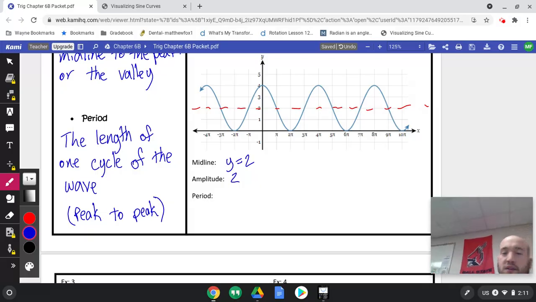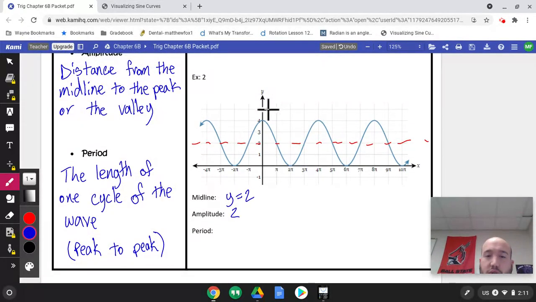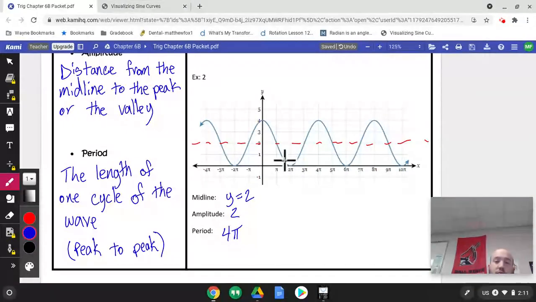If we look here on this second one, if I start on the y-axis right here, and it goes down and then it comes back up, and one cycle is completed here at 4 pi, that would be our period. We're going to say 4 pi is the period because it takes 4 pi to get from one peak down and back up to the other one.